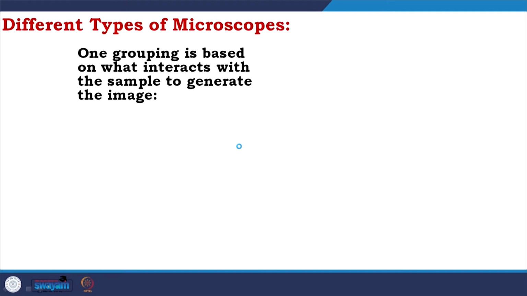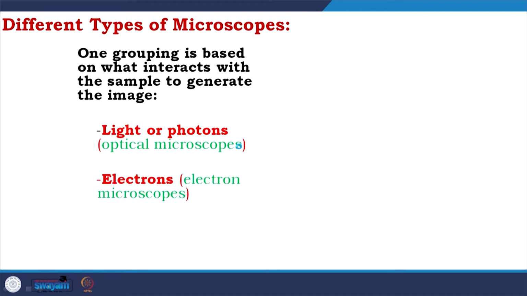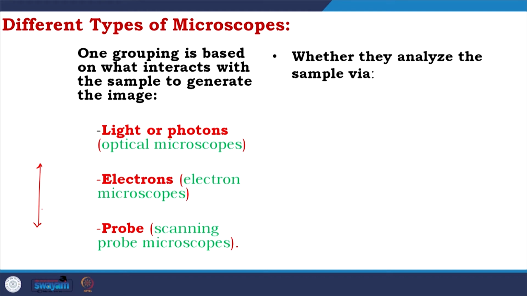There are different types of microscope. One could group them based on what interacts with the sample to generate the image. When lights or photons interact, it is called an optical microscope or light microscope. When it is electrons, it is called an electron microscope. When they are having a probe, they have to scan, they have a width x, y, then they have a z axis, so you get to know the depth. That is called a scanning probe microscope.